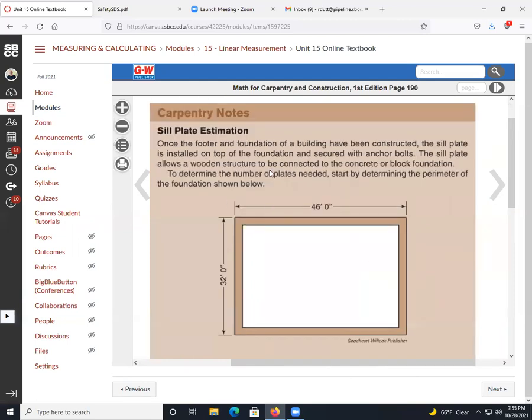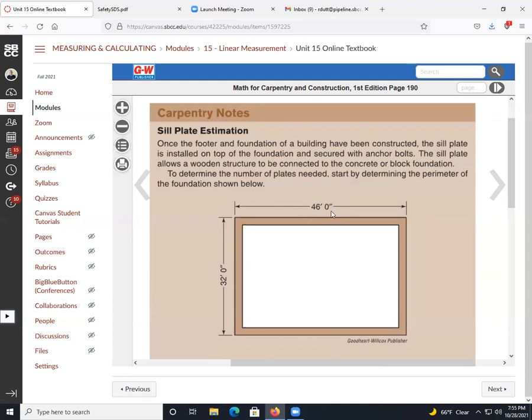Once the footer and foundation of a building have been constructed, the sill plate is installed on top of the foundation and secured with anchor bolts. The sill plate allows a wooden structure to be connected to the concrete or block foundation. To determine the number of plates needed, start by determining the perimeter. So this one would be 2 times 46 is 92.